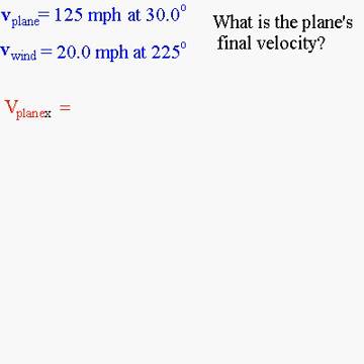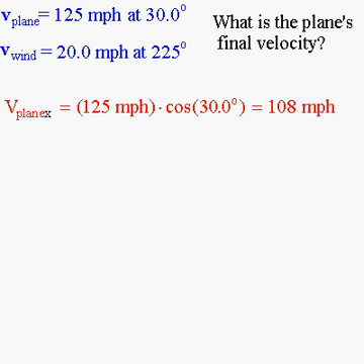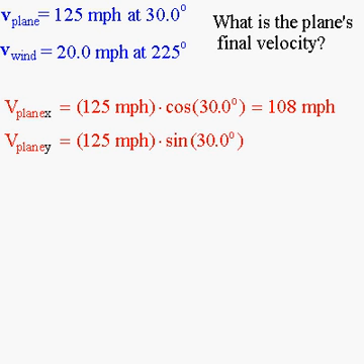The x component of the plane's velocity is simply the magnitude of the velocity, 125 miles per hour, times the cosine of the angle, 30.0 degrees. When you work that out, that's 108 miles per hour. The y component of the velocity is the magnitude, once again 125 miles per hour, times the sine of the angle, 30.0 degrees. When you work that out, you get 62.5 miles per hour. Notice that I have three significant figures for both components because both the magnitude and direction have three significant figures.